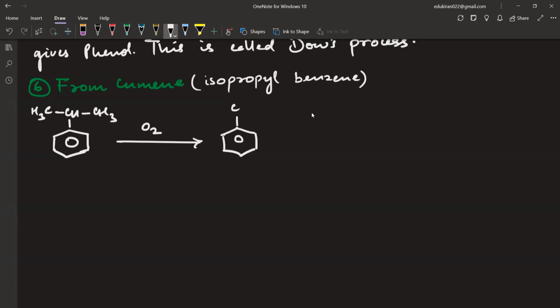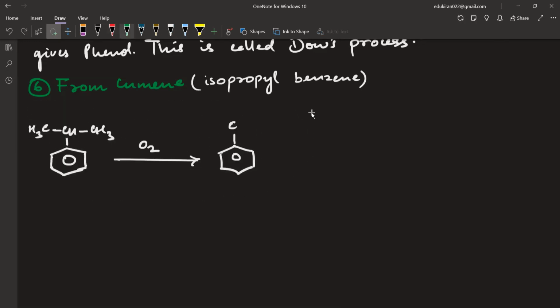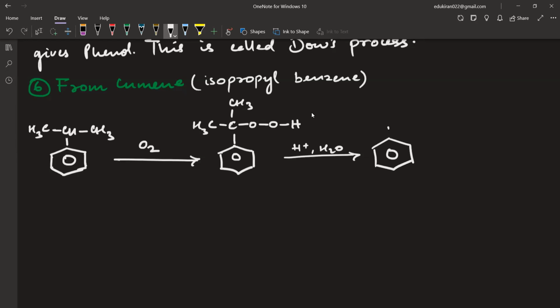We have here carbon, and these CH3s are as they are. Between this carbon and hydrogen, oxygen comes in between with an insertion reaction like this. Now, further what we are going to do? Further we do hydrolysis in the presence of H plus and water. It leads to formation of phenol plus acetone.